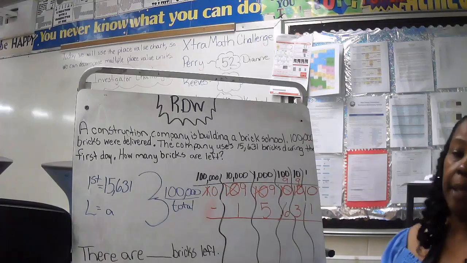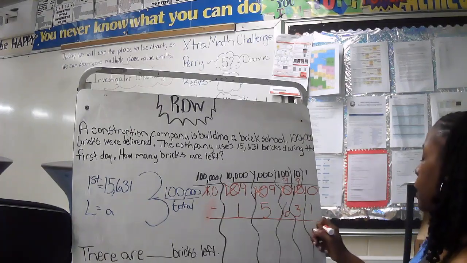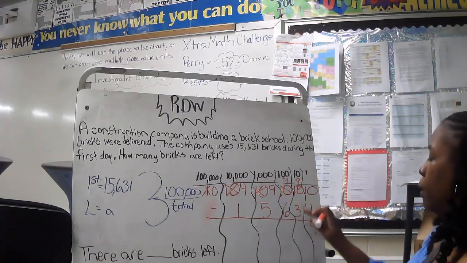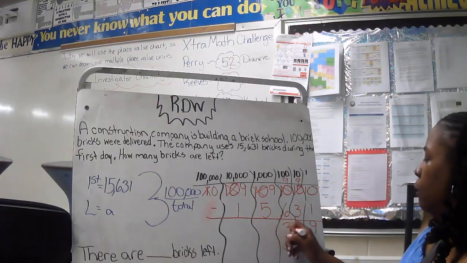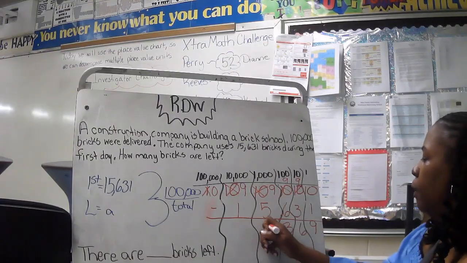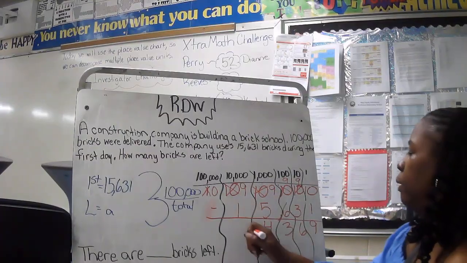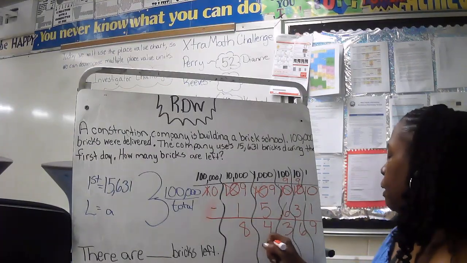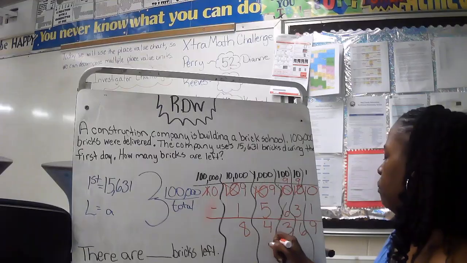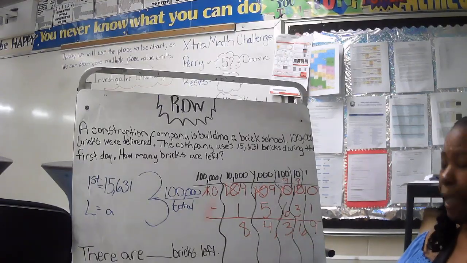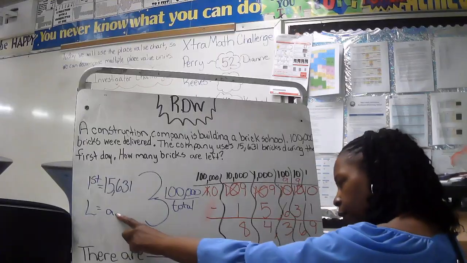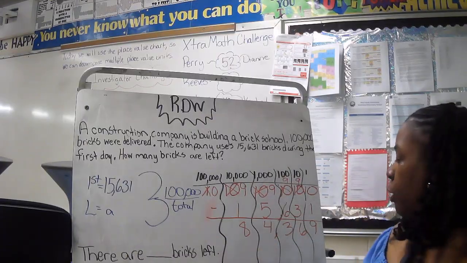Okay, so now we have 10 minus 1, and that's 9. 9 minus 3, 6. 9 minus 6, 3. 9 minus 5, 4. 9 minus 1, 8. So we have 84,369.